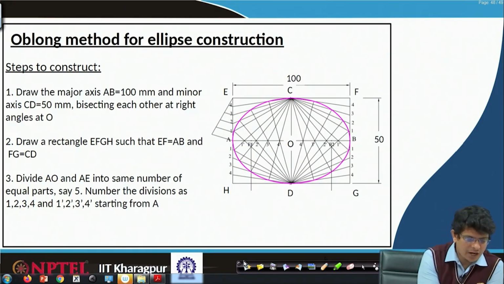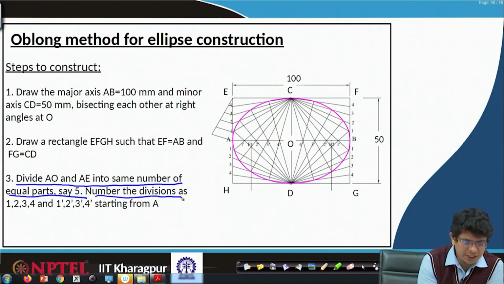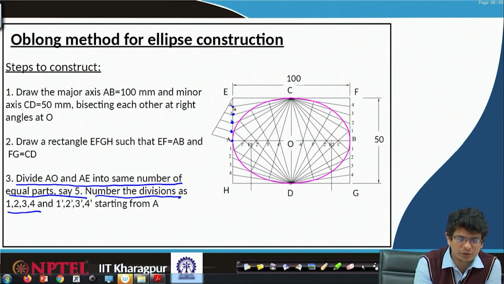Then, after dividing AO and AE into the same number of equal parts, let us say 5, number the divisions as 1, 2, 3, 4. So, the division is, this is A, first, second point, third point, fourth point and then E. Similarly, 1 prime, 2 prime, 3 prime, 4 prime on the horizontal axis and O.